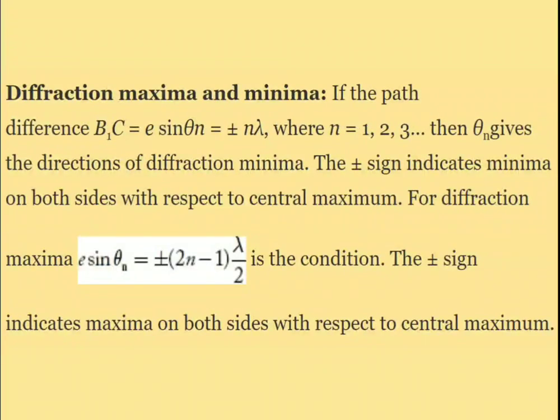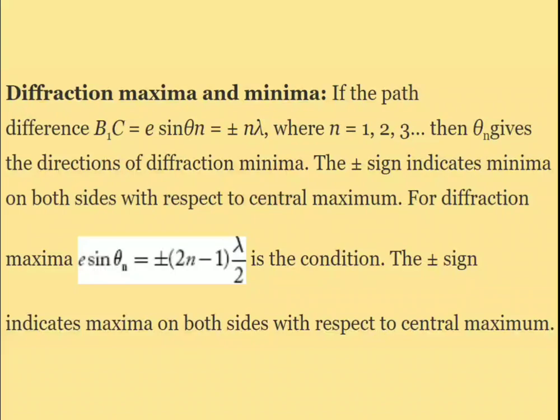Next is diffraction. So what cases occur in the diffraction pattern? Here also we use the path difference formula. As we know, the path difference in the case of diffraction is e sin theta is equal to plus or minus n lambda, where the n value varies as 1, 2, 3 and so on. Here the theta n value gives the direction of diffraction minima and the plus or minus sign indicates the minima on both sides of the central maxima.